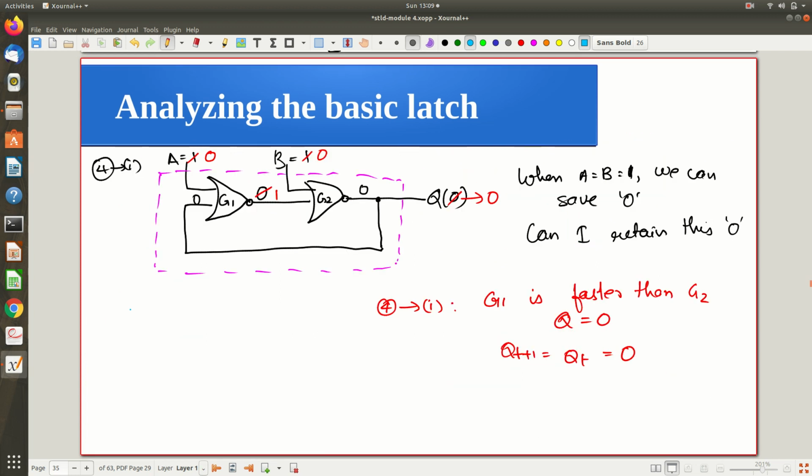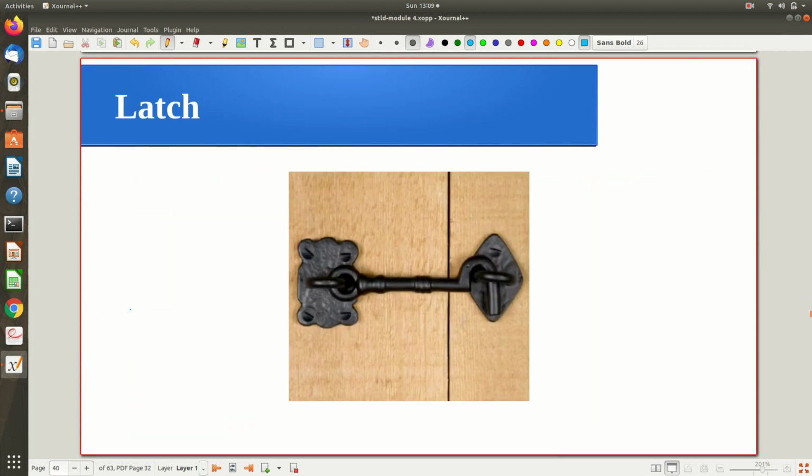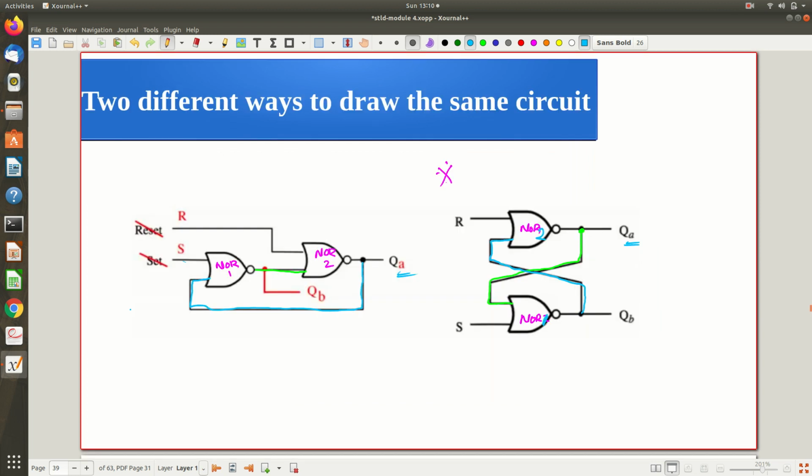Retaining. So, that is what we have seen. It resembles a latch. That is why we call this circuit a latch circuit, the basic latch circuit. So, this is the NOR gate implementation of the latch circuit. And you should know that this is a default implementation.